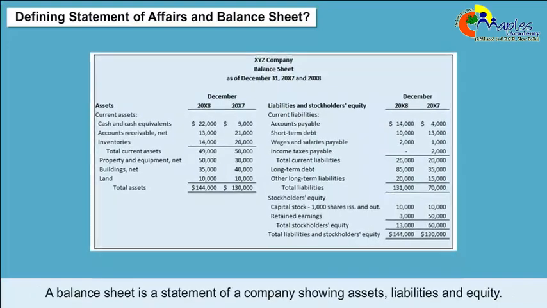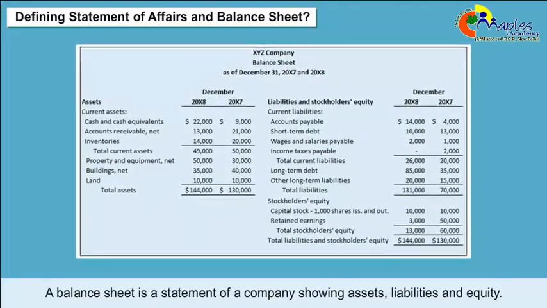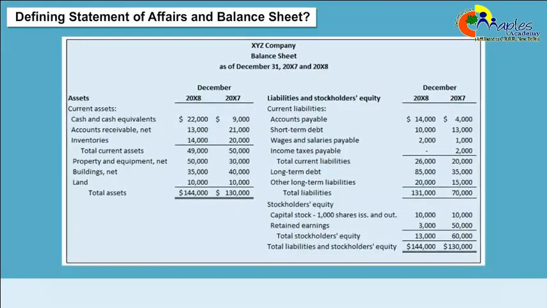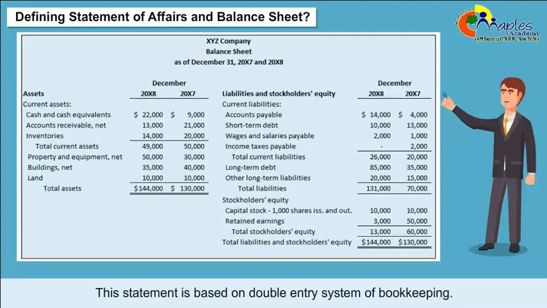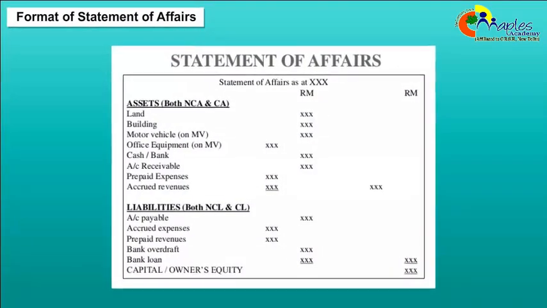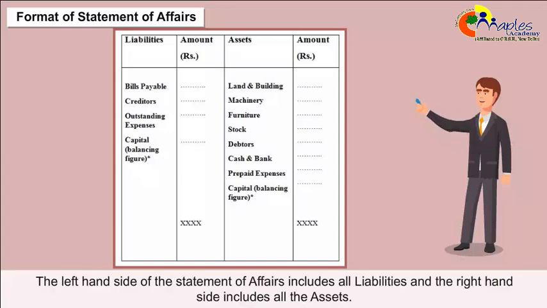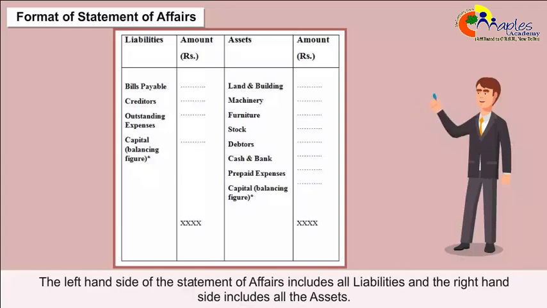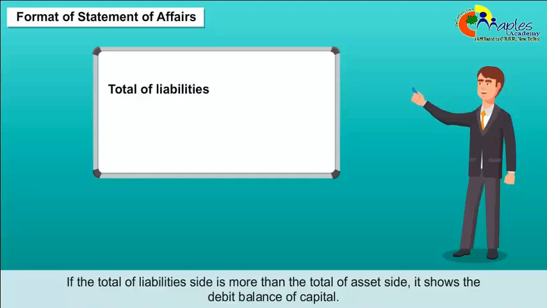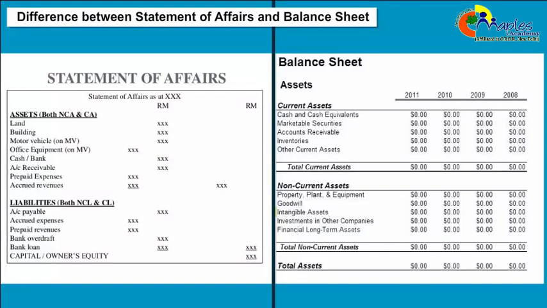A balance sheet is a statement of a company showing assets, liabilities, and equity. This statement is based on the double entry system of bookkeeping. Format of statement of affairs. The left-hand side of the statement of affairs includes all liabilities and the right-hand side includes all the assets. If the total of the liabilities side is more than the total of the asset side, it shows the debit balance of capital. Difference between statement of affairs and balance sheet.